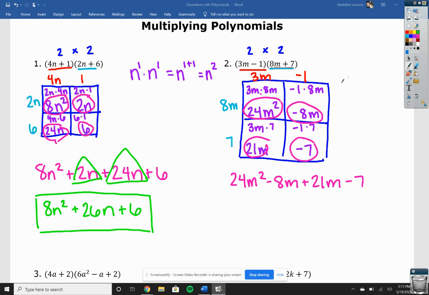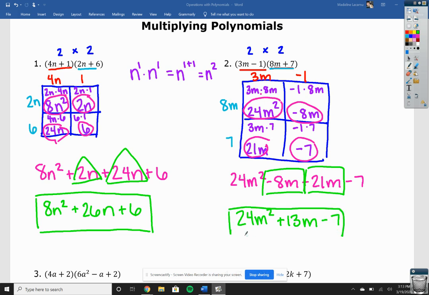Now we just look for our like terms, and we see we have them right here. So we have -8m and positive 21m, which means our final answer here will be 24m squared, -8 plus 21. That's going to end up being 13m. And then minus 7. And that will be our final answer. So 24m squared plus 13m minus 7.